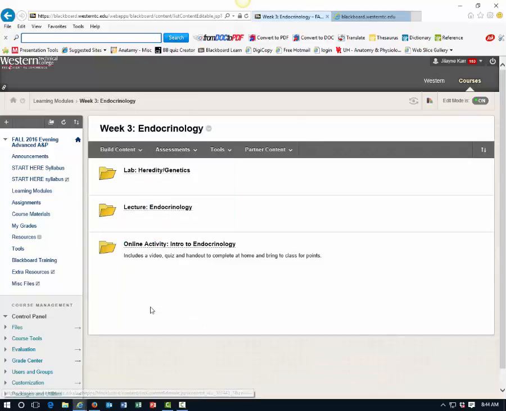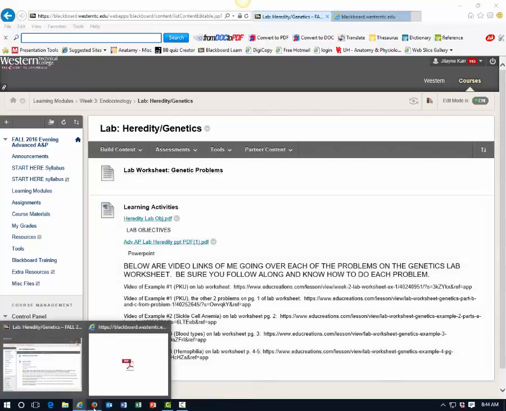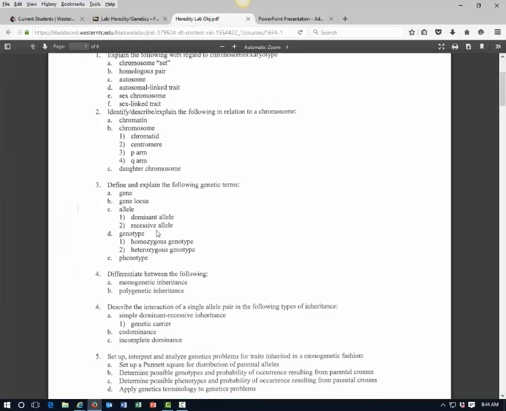All right, this week we are looking at the lab on heredity and genetics. This is found on page 13 in your lab supplement. If we look at our lab objectives here for the week, clicking on this link right here, you can see that there's a number of terms that we need to be familiar with. So lots of vocabulary in this week's lab.